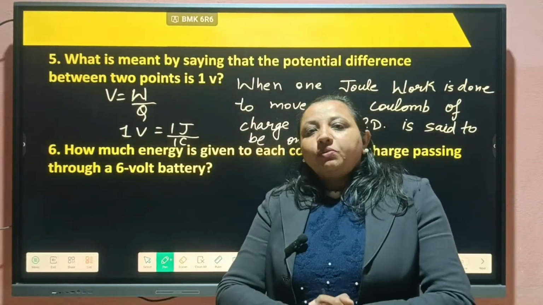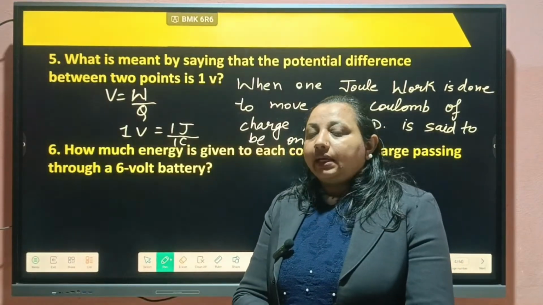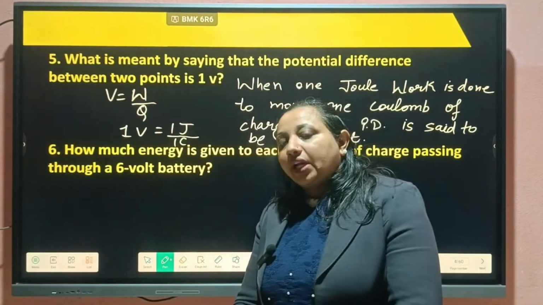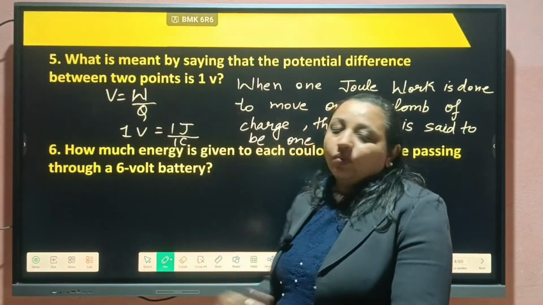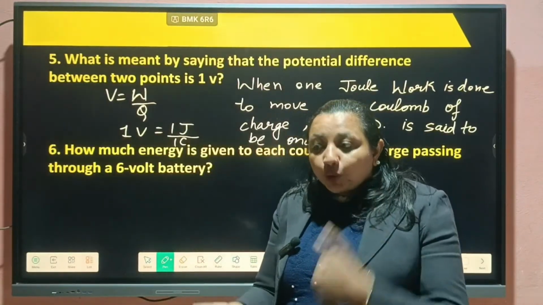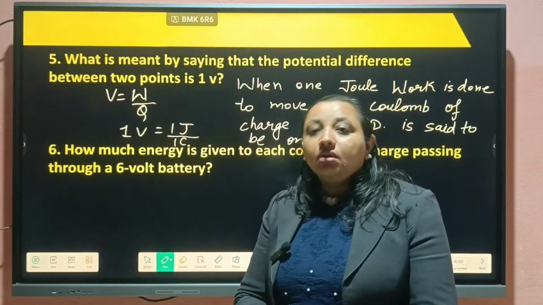When we do 1 joule of work to move 1 coulomb of charge, then what is our potential difference called? 1 volt. And what is a device which provides a potential difference? That is a cell or a battery.